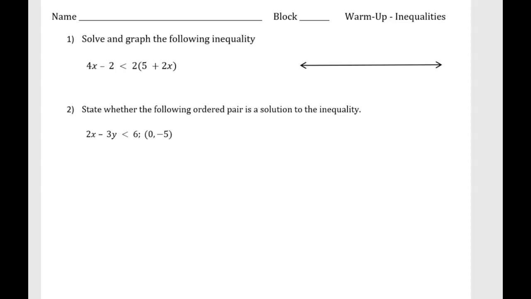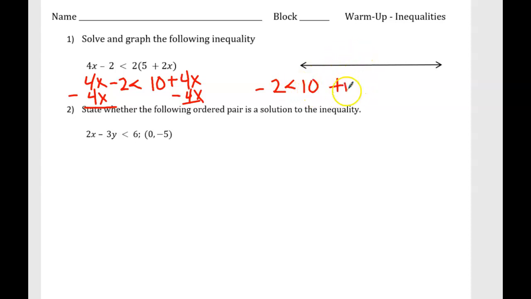So the first thing we're going to do, we just have one variable, so we're going to solve this inequality. We've got 4x minus 2 is less than, after I distribute, 10 plus 4x. When I subtract 4x from both sides of the inequality, I end up with negative 2 is less than 10. Well, that's a true statement. So since it's true, I know that my solution will work for any real number. And how I graph that is just a line above the number line there. So it's all real numbers is our solution.